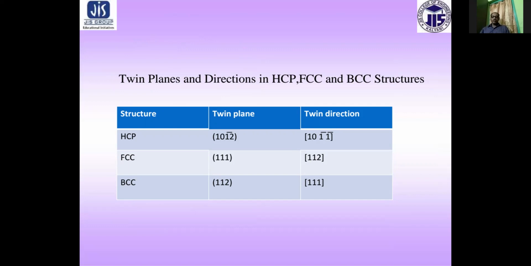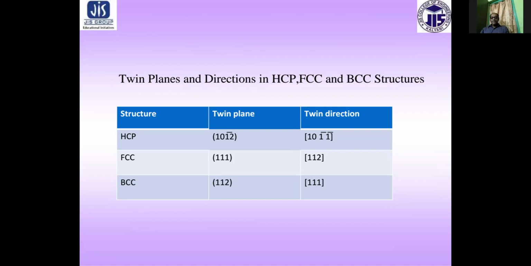The twinning which occurs by thermal treatment is called annealing twinning and occurs in some metals and alloys with FCC structure, such as copper, silver, and austenitic stainless steel.